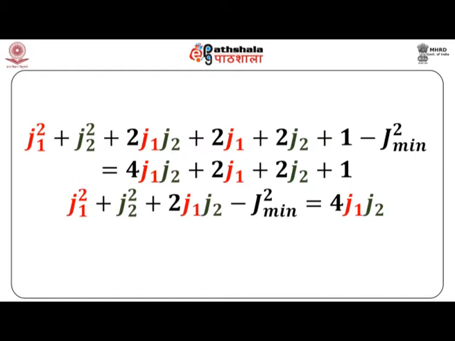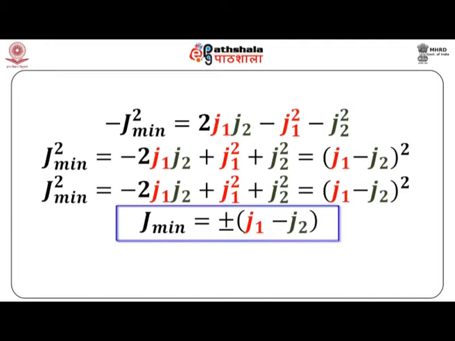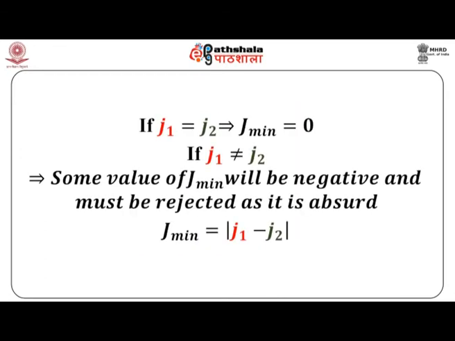Cancelling the like terms on both sides, the expression reduces to the form J1 square plus J2 square plus 2J1 J2 minus J min square equals 4J1 J2. This on further simplification gives the value of J minimum as plus or minus (J1 minus J2). Now if J1 is equal to J2, J minimum becomes 0. However, if J1 is not equal to J2, then the value is obtained by the difference of J1 and J2.